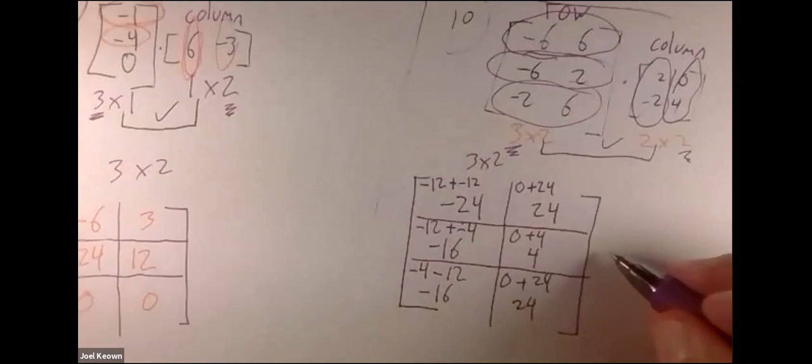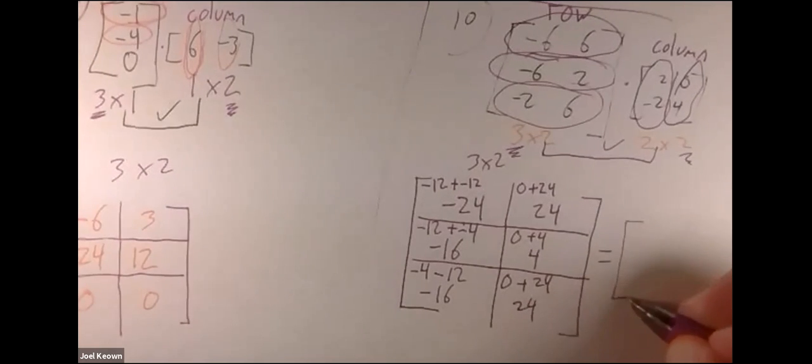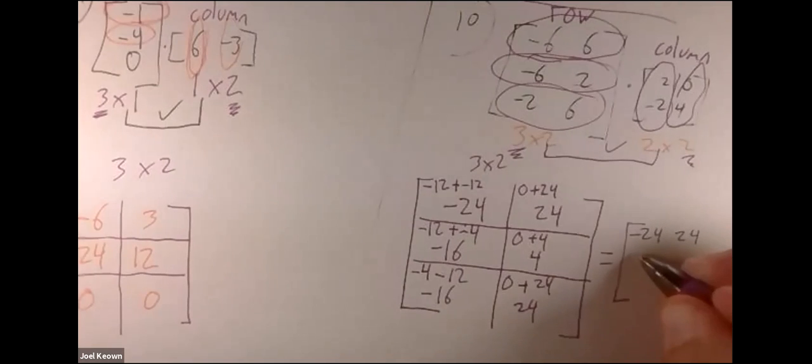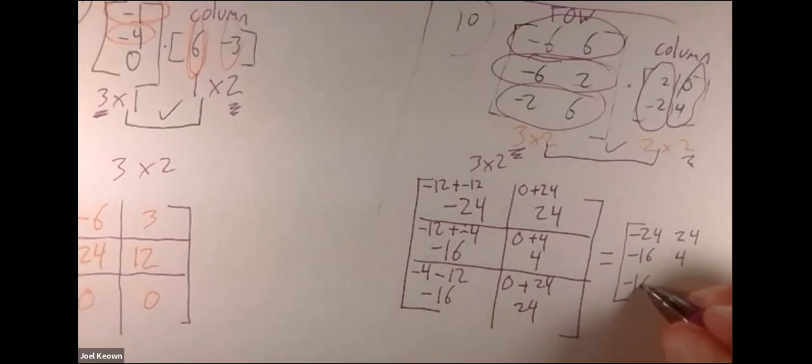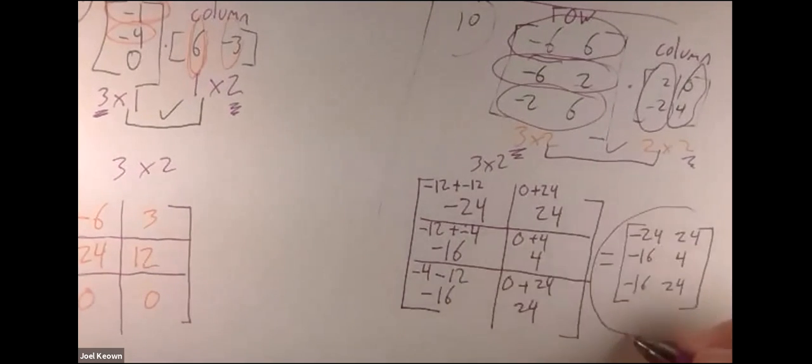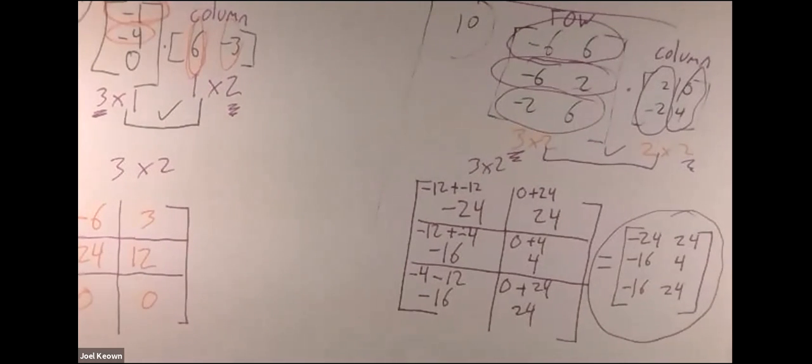Now, I'm going to write that a little bit cleaner. I'm going to say I have negative 24, 24, negative 16, 4, negative 16, 24. And that would be my final answer.